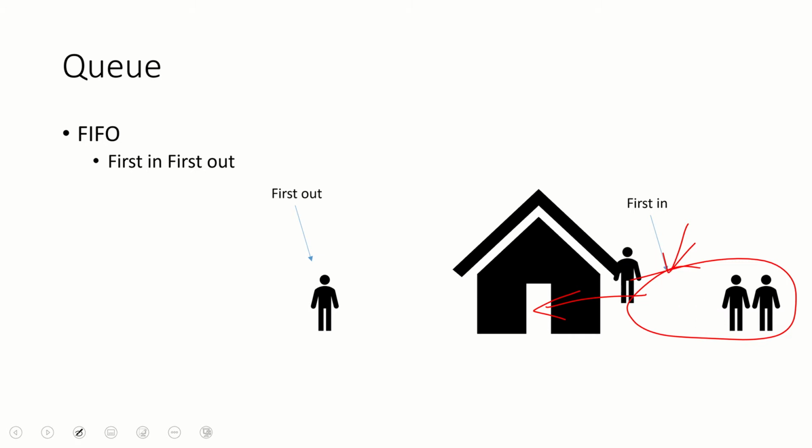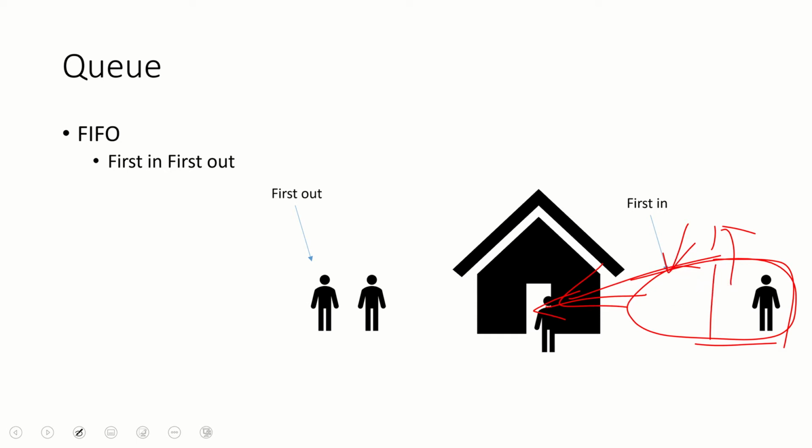The same thing goes for the second one: he will come in next, and will get out next. This one will be the first to get in and the first to get out. The last one is the same thing.